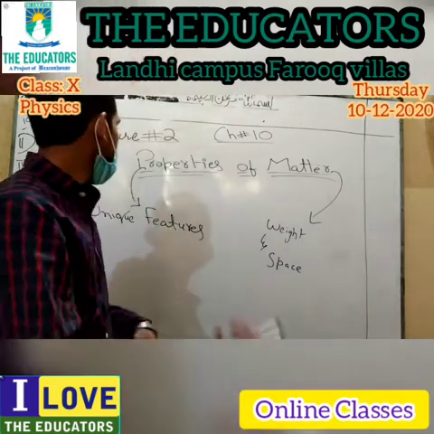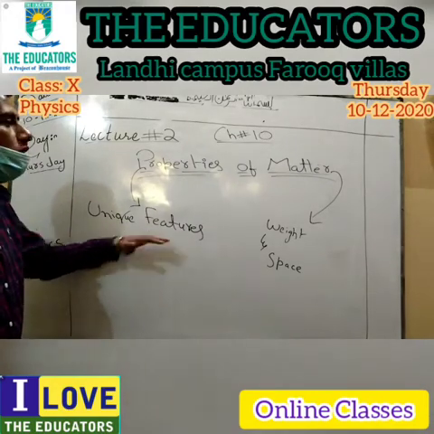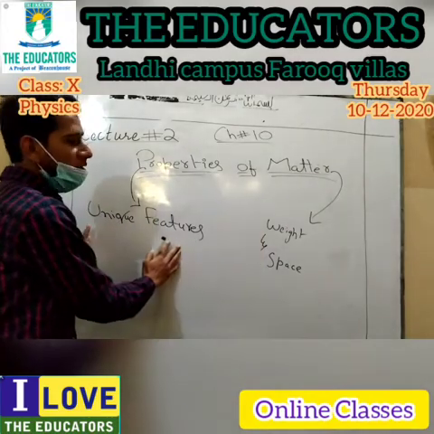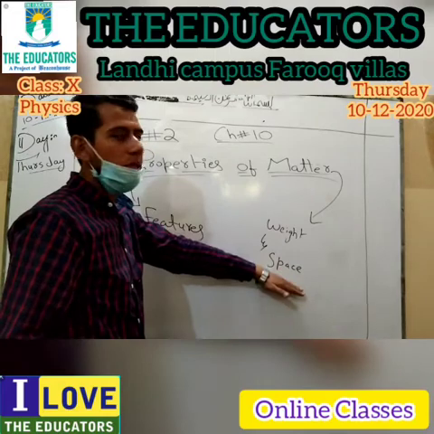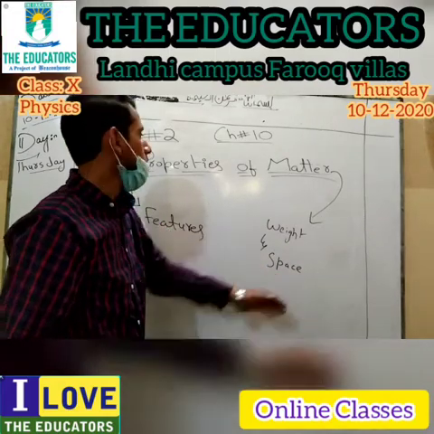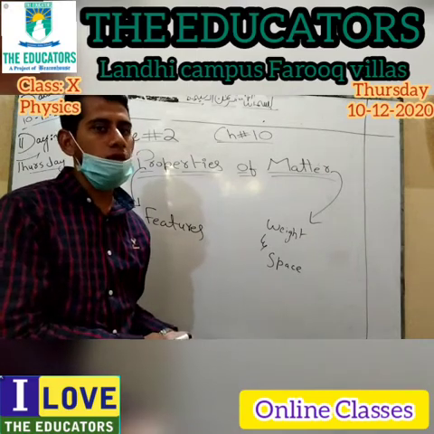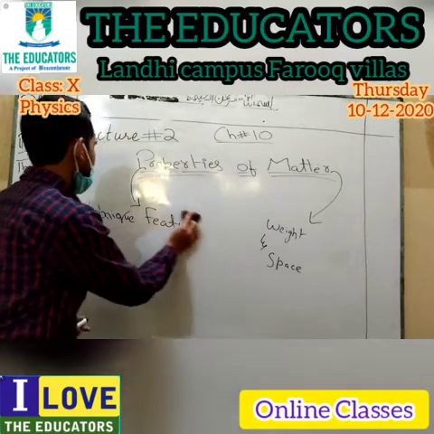So let's recall it again. Properties are unique features associated with a body. A unique feature means, for example, the surface area of this whiteboard is clean and smooth. These are its properties. And what is matter? Anything that has certain weight and occupies space is matter. Now, the very first property of matter discussed in your book is elasticity, so I am proceeding to the next topic.